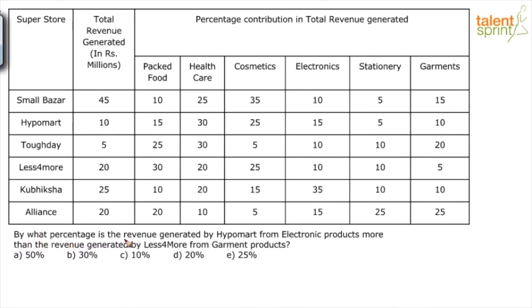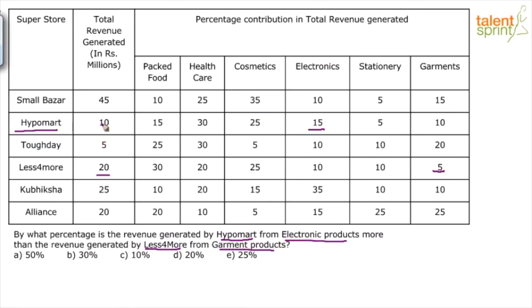By what percentage is the revenue generated by Hypomart from electronic products more than the revenue generated by Less for More from garment products? So this is like X is what percentage more than Y. How do we calculate this? X minus Y by Y into 100. What is X in our case? Hypomart from electronics, the electronics contribution of Hypomart. And how much is this more than the revenue generated by garment products in Less for More? So X is what percentage more or less than Y. X minus Y by Y into 100.